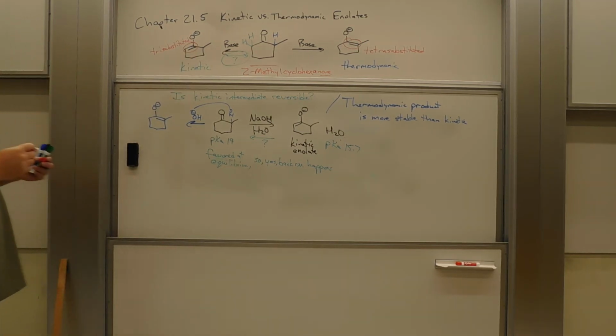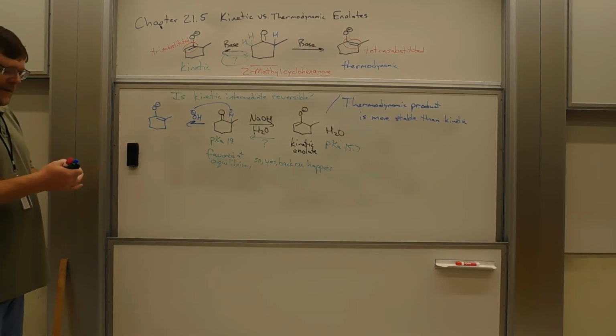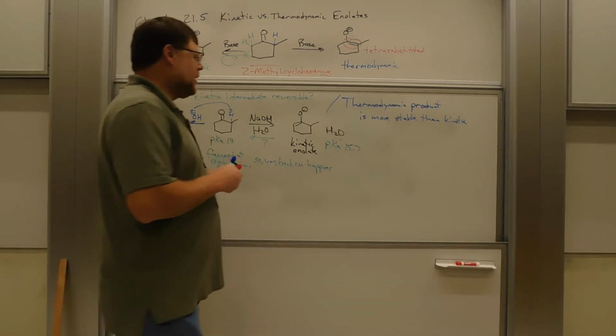Okay, so if you consider these enolates alkenes, and there's a good reason to do that, that's really kind of what they look like. The tetrasubstituted alkene is more stable than the trisubstituted alkene. So this is the thermodynamic enolate, and you'll see a difference based on the conditions.